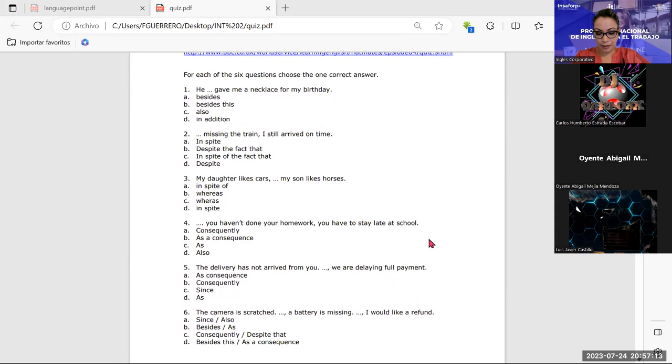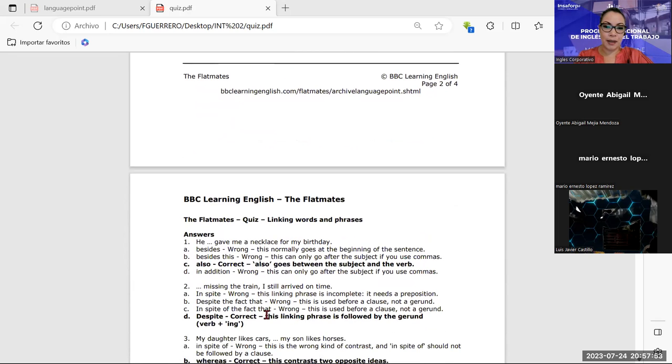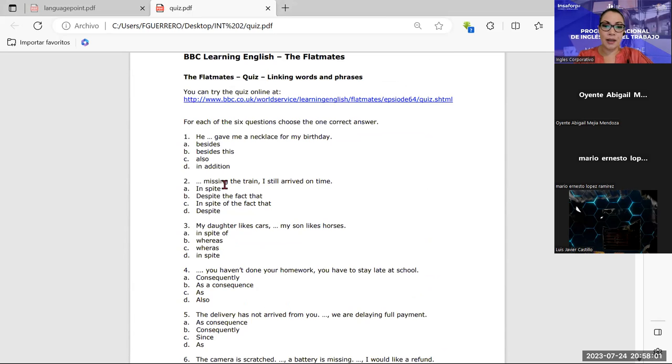Number two? I think letter A. Letter D. Letter D? B as in boy? No. D. D as in dad. David. Yes, the correct is D. Despite. Let's see that. Why? Despite is correct because this linking phrase is followed by the gerund. We use despite with gerund. Despite missing. Yes.